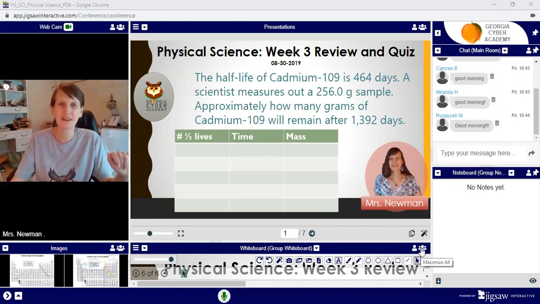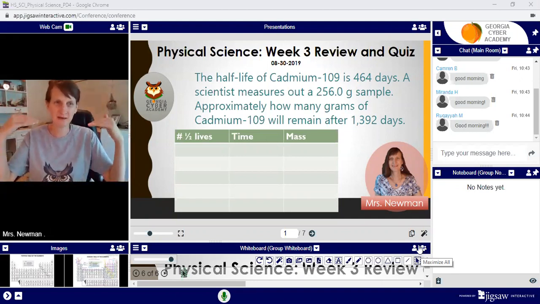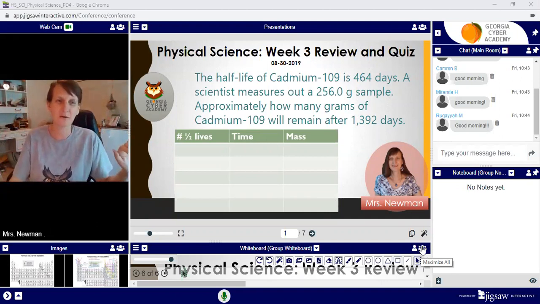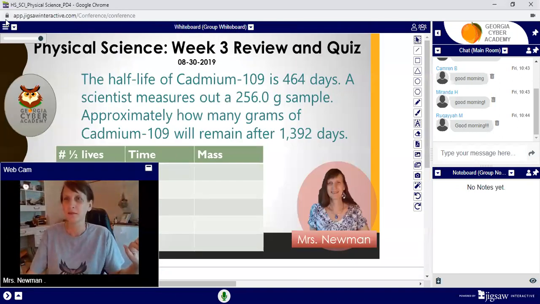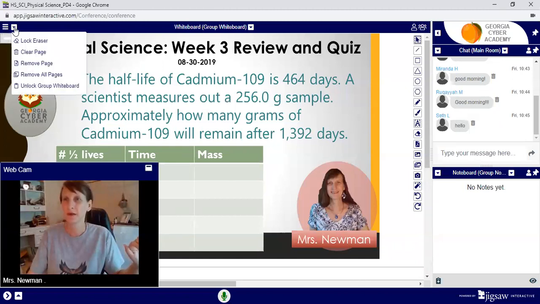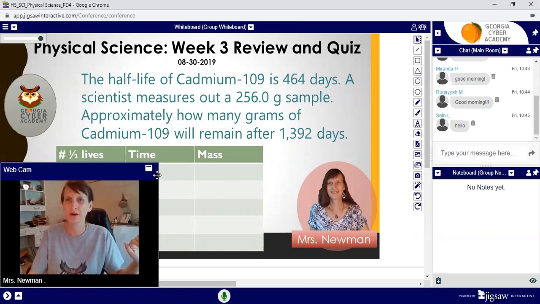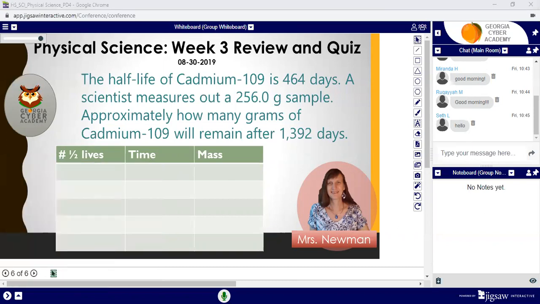I wanted to start today with a half-life problem because we just did those on our block day. And then I wanted to let it sit overnight and come back and see how it's going. Unlock group whiteboard so that you guys can work on this. I'm going to get rid of me for now so that you guys can write on the board.